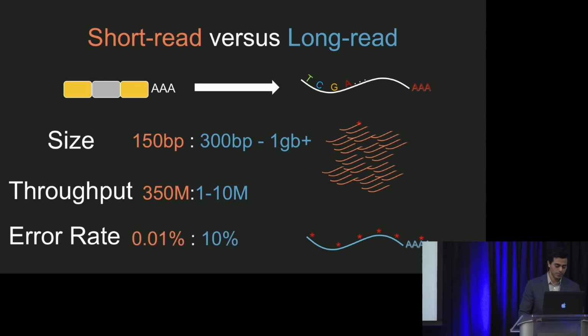And error rate, probably the most important, depending on what type of analysis you're doing. For short read sequencing, I think this number is actually inaccurate. I think it's smaller than 0.001%, but you can kind of see the disparity between these two numbers, which is that in long read sequencing, you get an error introduced into your sequencing one time out of every so many bases that are called.